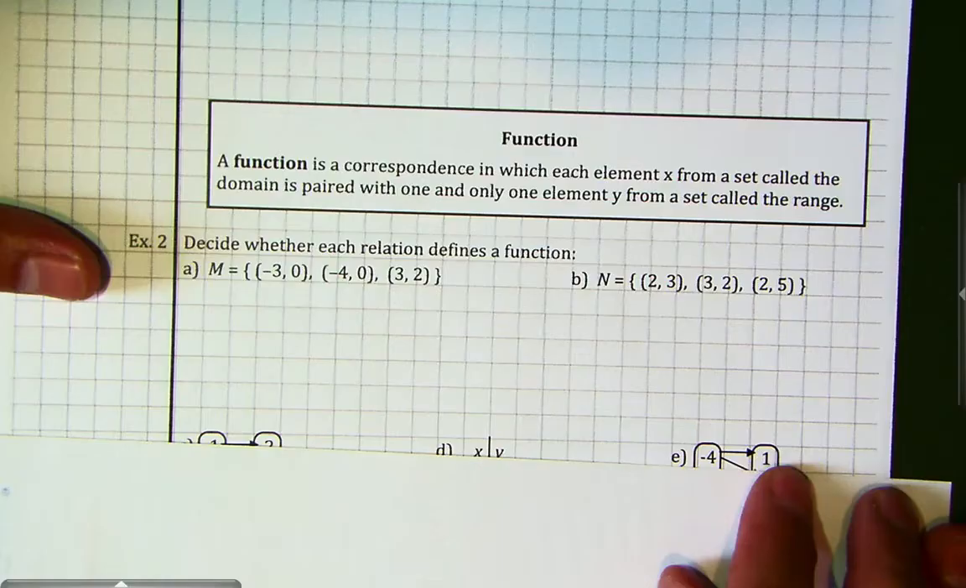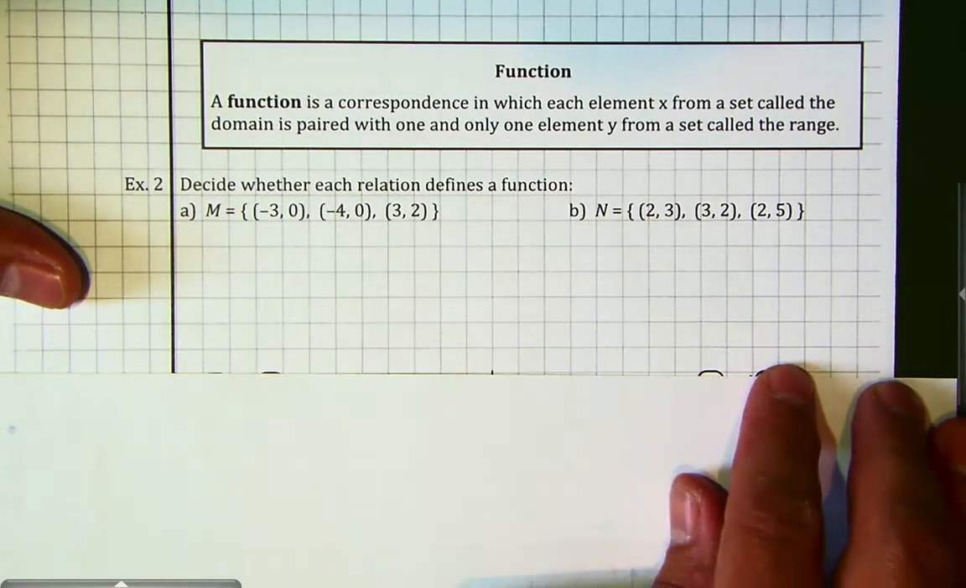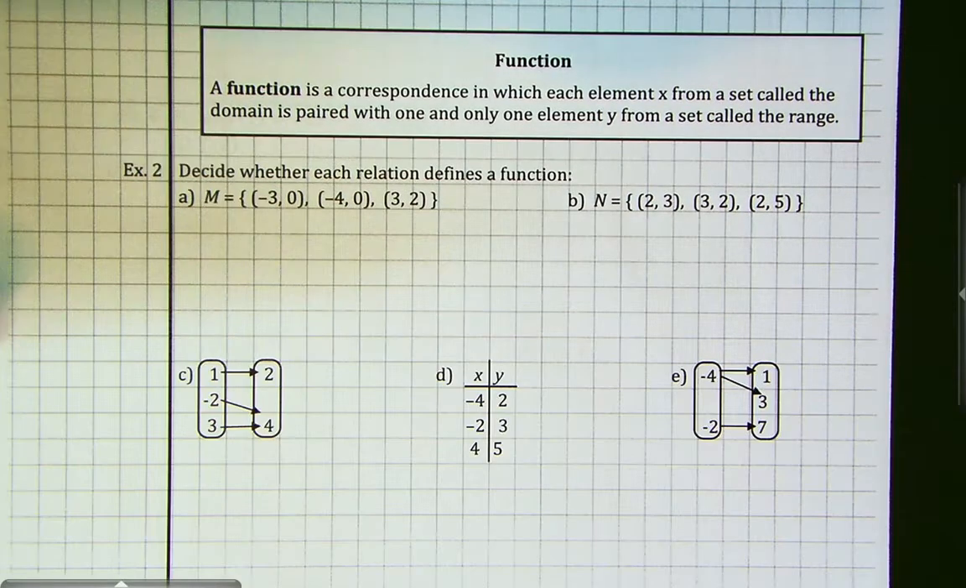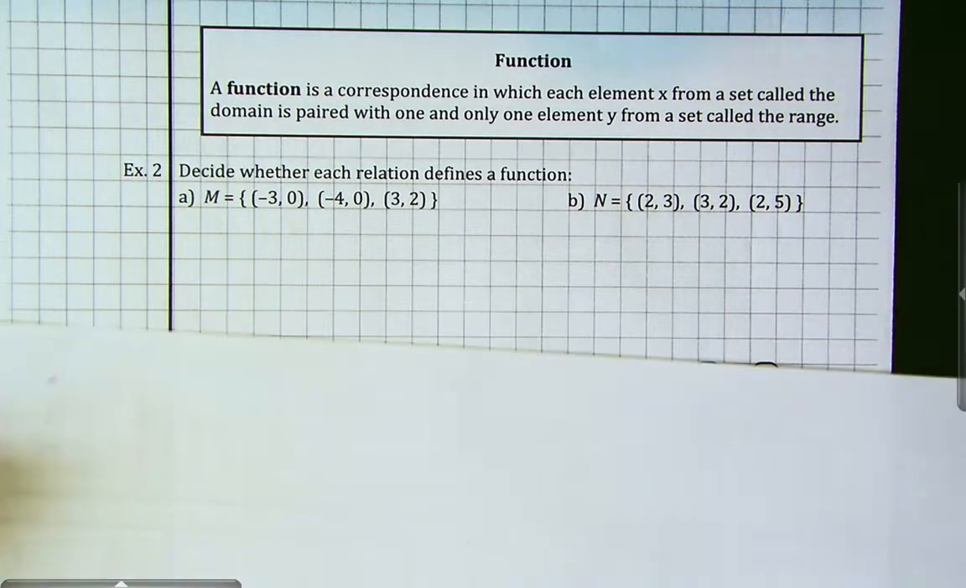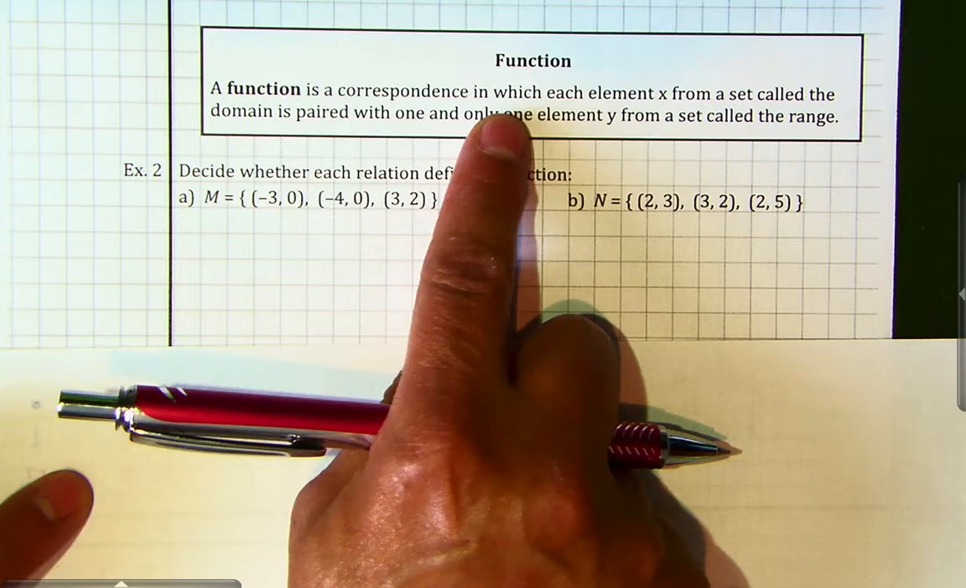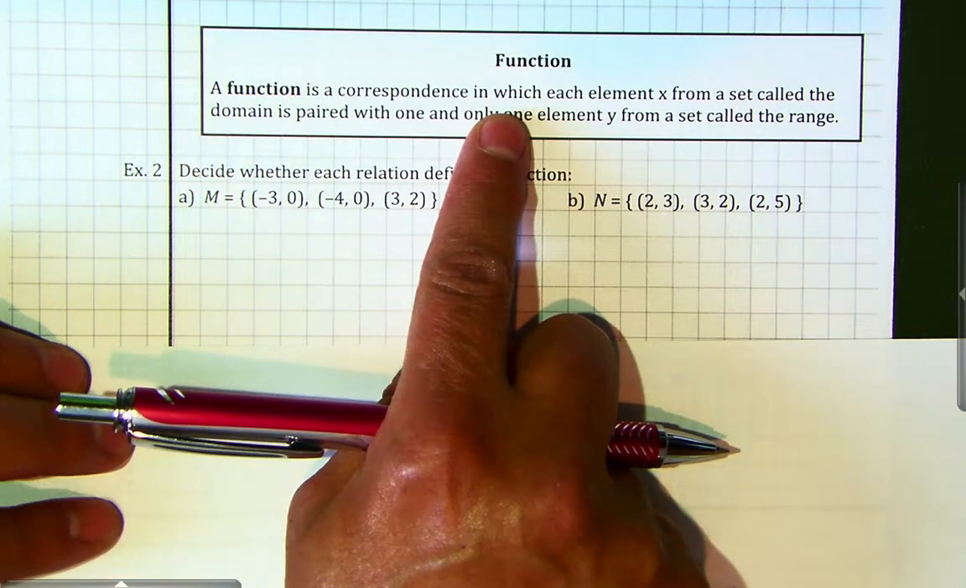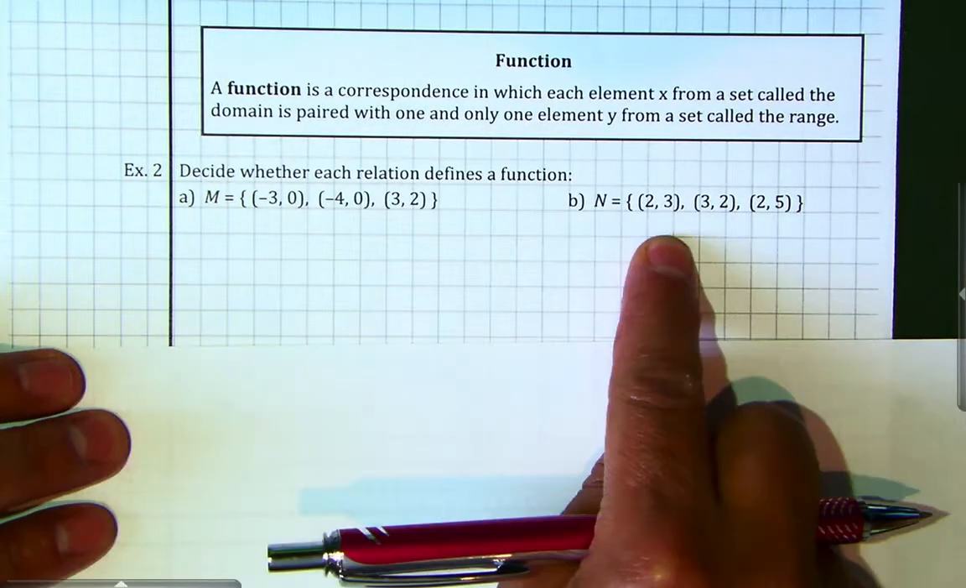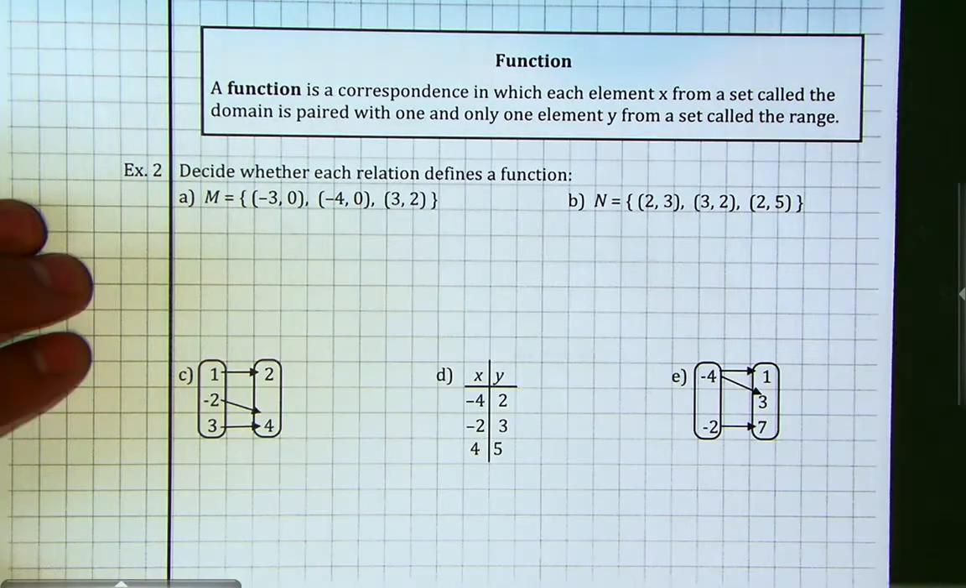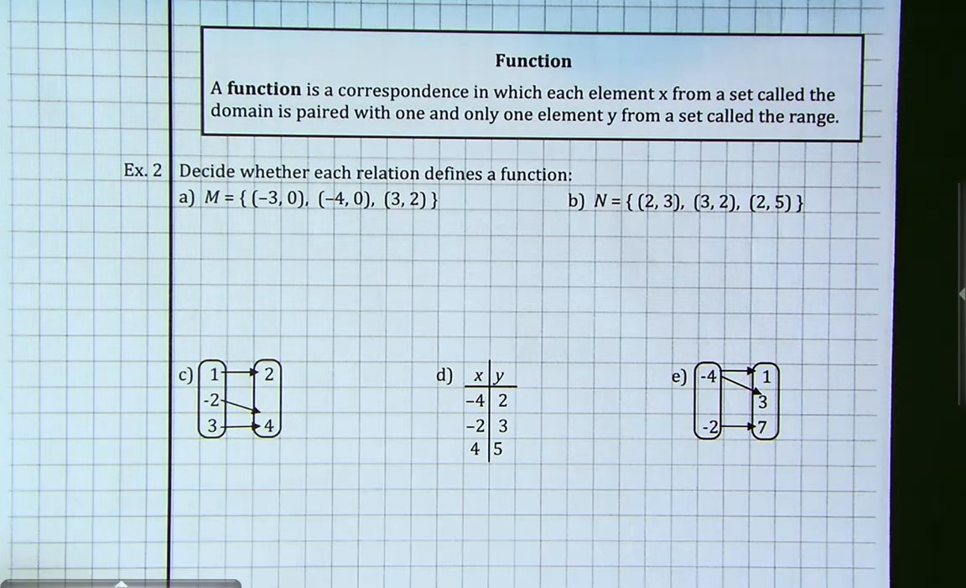Functions. So let's go over functions. You guys covered functions back in Algebra 1. Go ahead, copy or glue your cutout. Example number 2, A and B, and C, D, and E. Go ahead and pause it, and we'll start once we're ready.